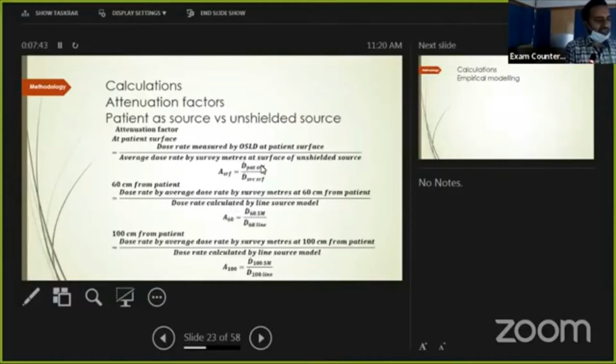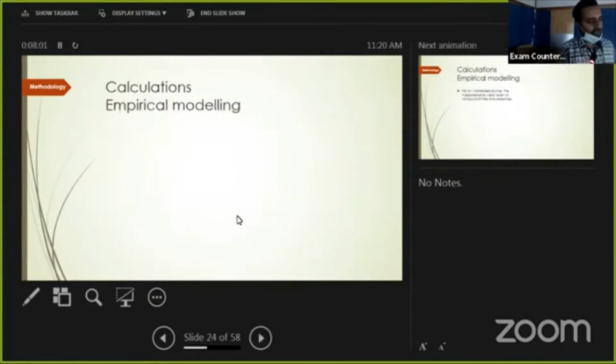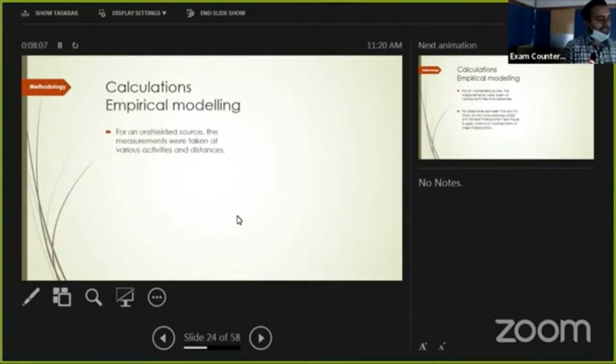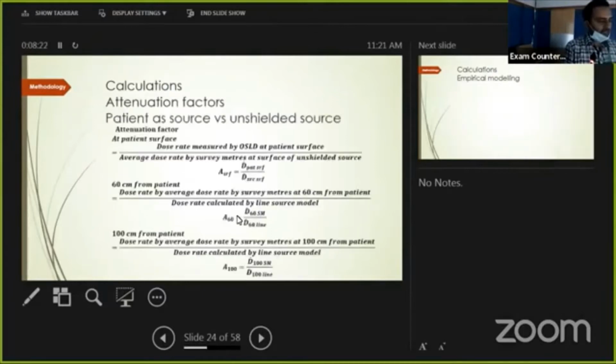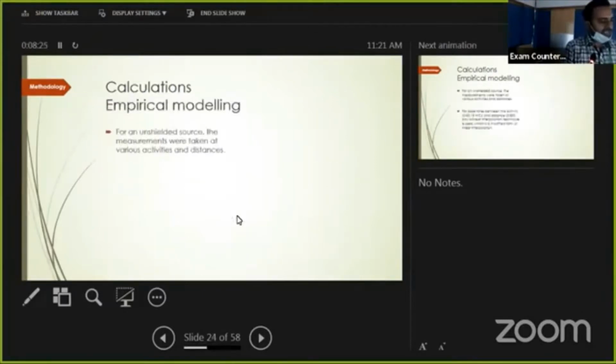For the attenuation factors, we have simply performed this division, that is the dose rate at the patient surface divided by the dose rate at the source surface. Similarly, at the given distances, we have taken the dose rates in these ratios, and we have that attenuation factor. So this enabled us to make the empirical model, relating the dose rates and the distances. We already had the model for unshielded technetium sources, but we did not have the model for the patient. So we have applied these attenuation factors to our model to make it for the patient as well.